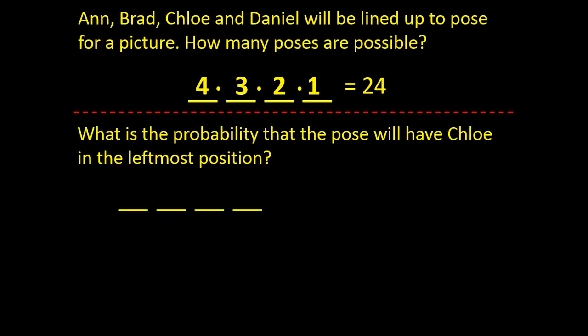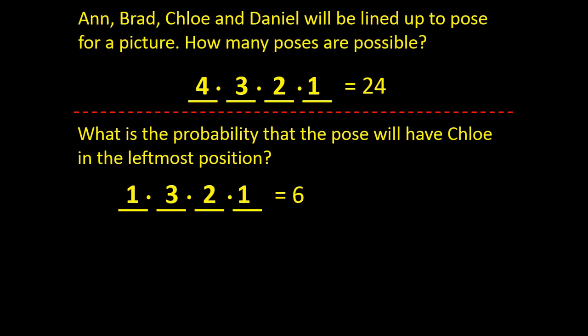So let's think of these blanks again. We want Chloe to be in the leftmost position. So there's only one way that can happen, and that is to put Chloe there. But once we've done that, there's 3 people left, Anne, Brad, and Daniel, that could go in the next position. And once we've chosen one of them, there's 2 people left for the next position, and finally only 1 person for the last position. If we multiply those numbers, we get 6.